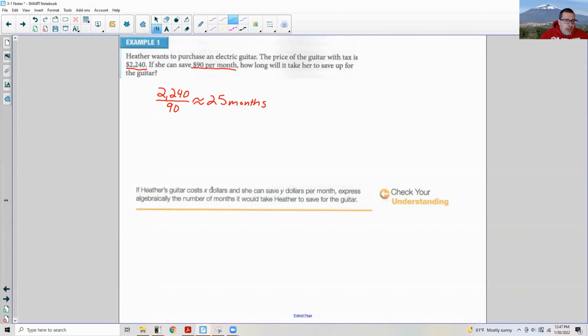Now we're going to do the check your understanding. If Heather's guitar costs X dollars, she can save Y dollars per month. So here, the cost of the guitar was this. So that's my numerator. And the amount she saved per month was $90, and now it's Y. Express algebraically the number of months it would take Heather to save for the guitar. Well, there it is. X dollars divided by Y dollars per month. It's pretty basic and straightforward.